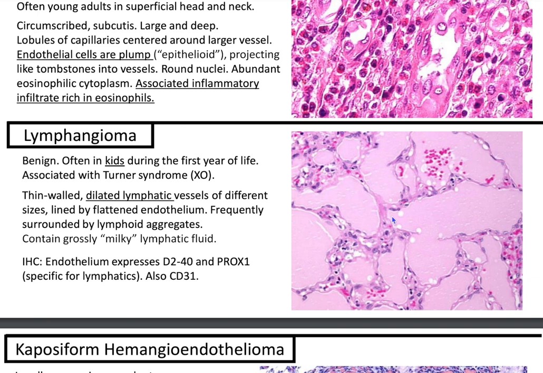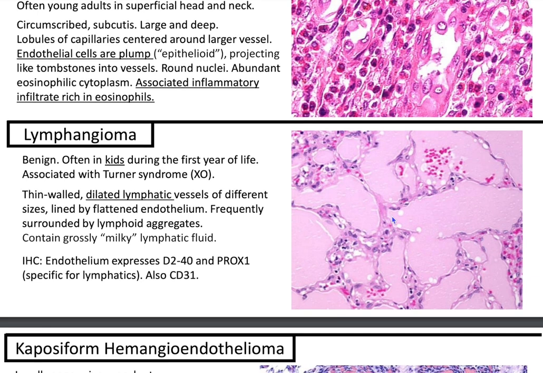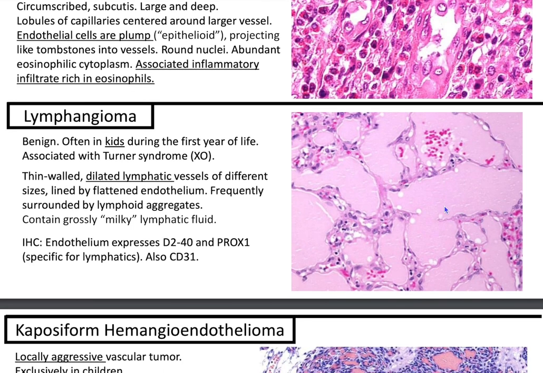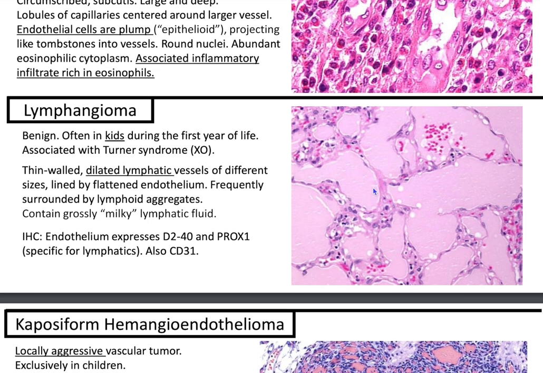Lymphangioma, this is benign, often in kids during the first year of life. It's associated with Turner syndrome. And histologically, from low power, you'll see thin-walled, dilated lymphatic vessels of different sizes, as you can see here. And it's lined by a flattened endothelium. It's frequently surrounded by lymphoid aggregates. Grossly, you can see milky lymphatic fluid. And the endothelium expresses D2-40 and PROX1, which are specific for lymphatics, and also CD31.